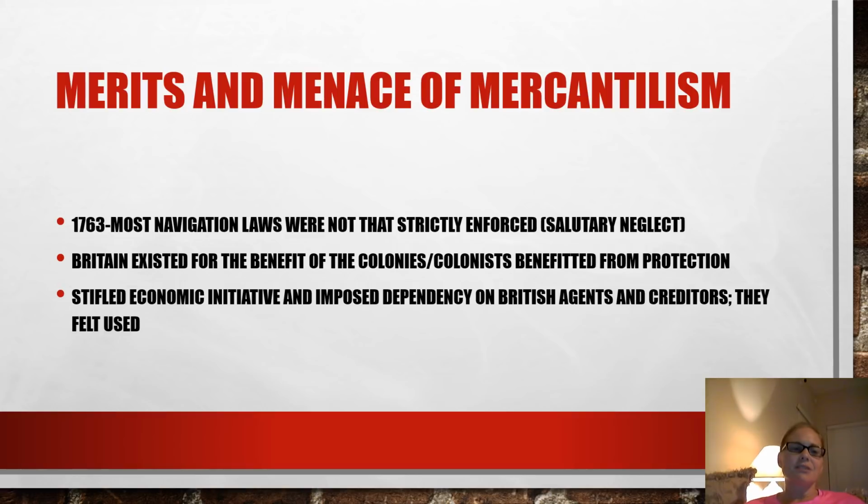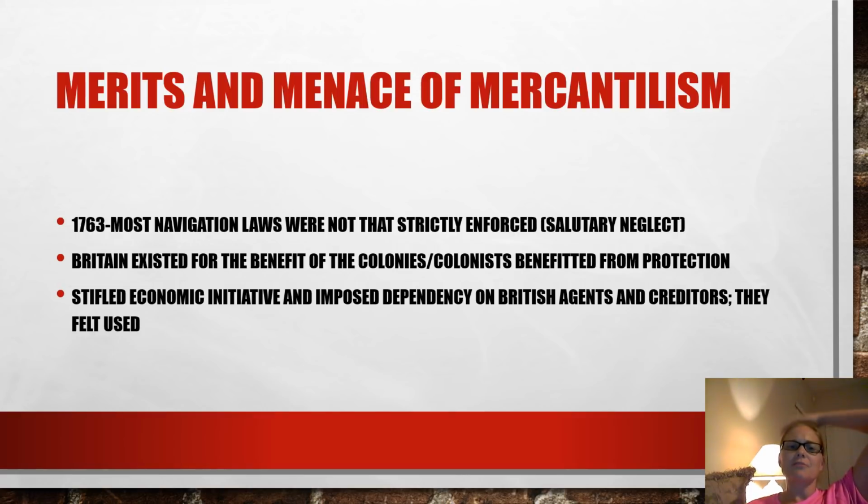So there's pluses and minuses with mercantilism, so we'll take a look at the goods. By 1763, most navigation laws, like we said, were not strictly enforced. There's smuggling, bribing. One of the most famous smugglers was the John Hancock family. John Hancock, the guy with the big signature in the Declaration of Independence, had amassed a fortune through smuggling.